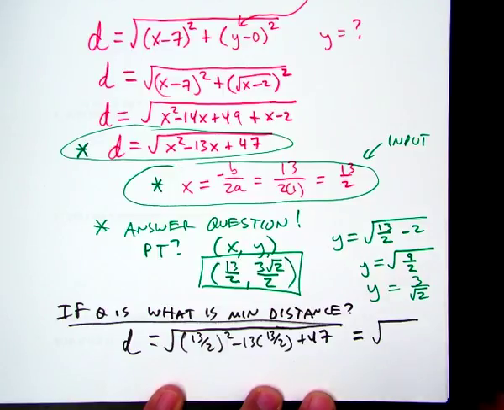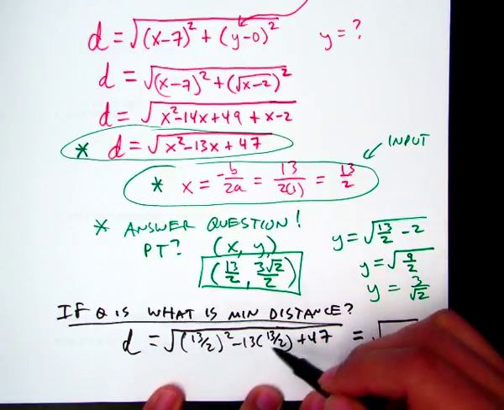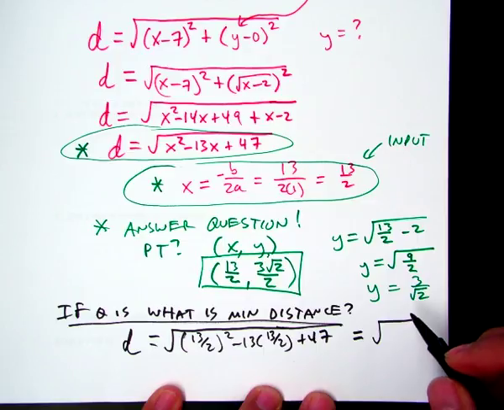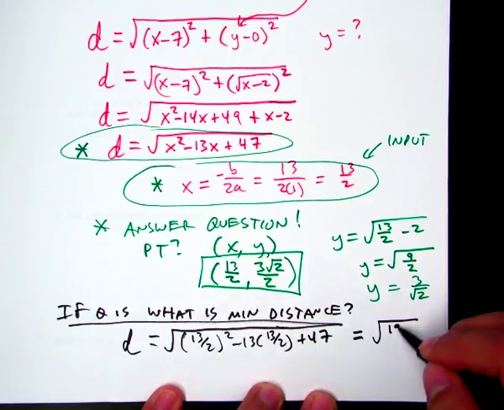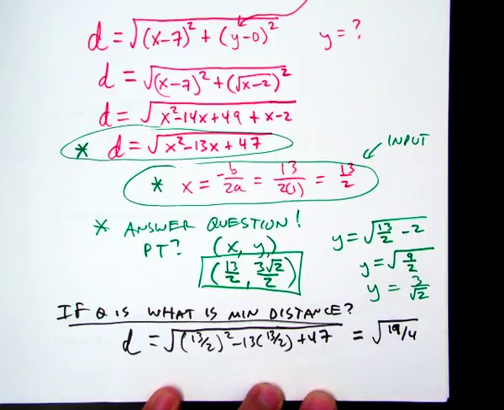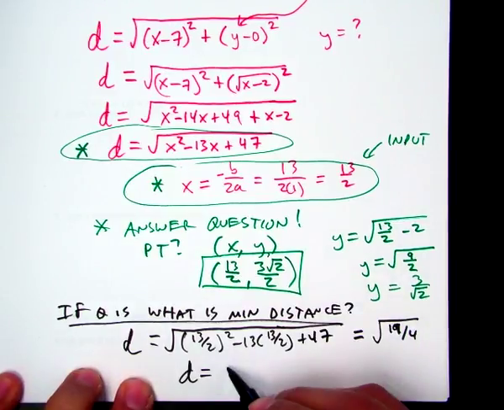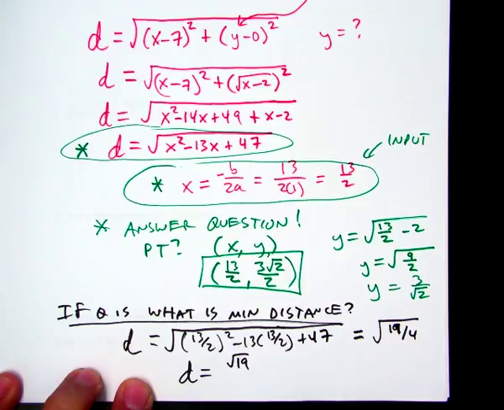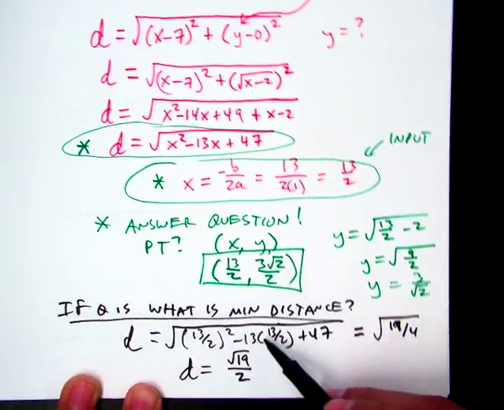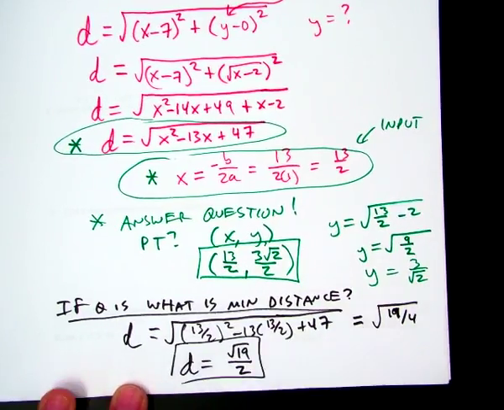What do we get when we take 13 halves squared minus all that stuff, add 47? Anybody have it yet? 19 over 4. Okay. So then square root of 19 is going to just stay square root of 19. Square root of 4 is 2. So this would be my answer if I asked what is minimum distance, plug it into the distance formula, and then you get root 19 over 2. Okay?